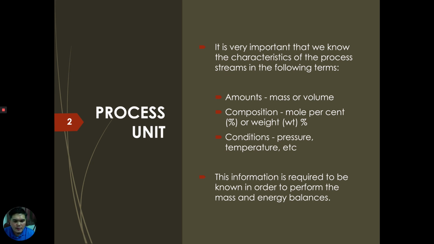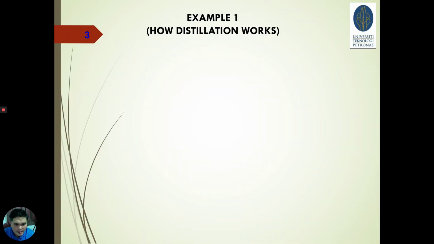So as we could recap, because some of these I have highlighted earlier, it is important that we know the characteristics of the process streams in the following terms. We need to know the amounts, we need to know the compositions, as well as the conditions such as pressure and temperature. This information is required so that we can use it for mass and energy balance. I would like to share with you one example of how distillation works.